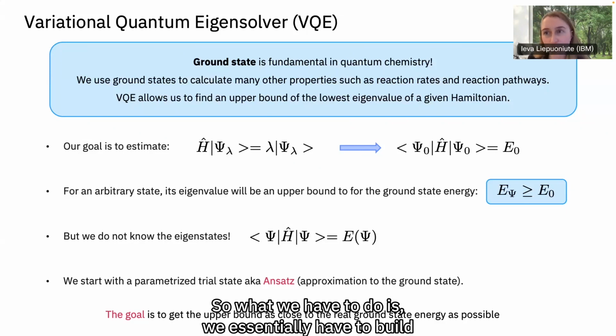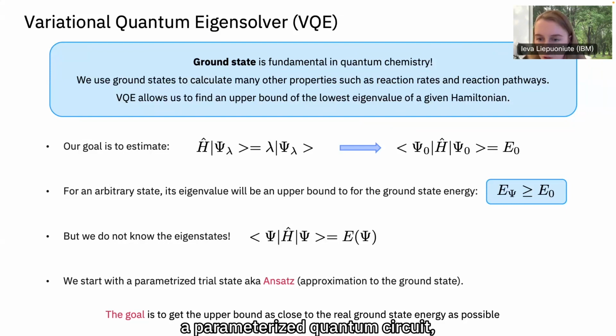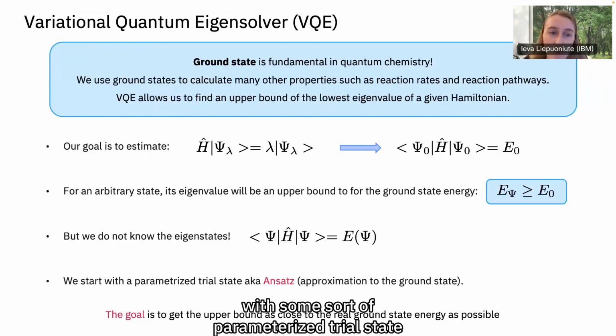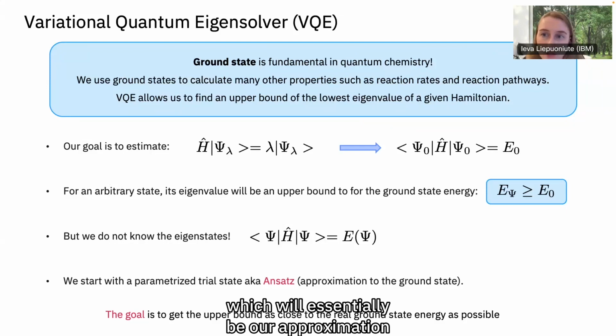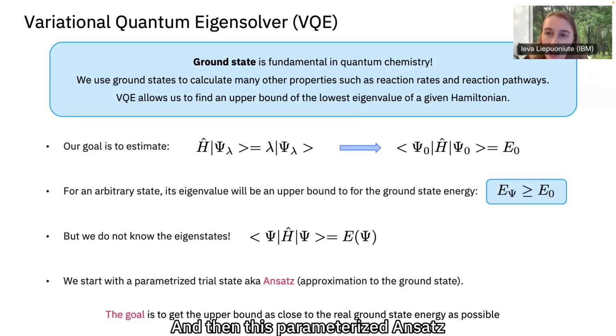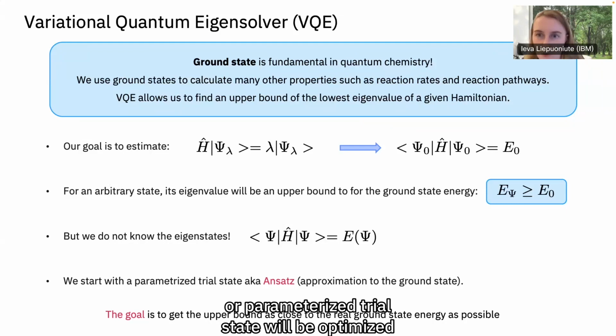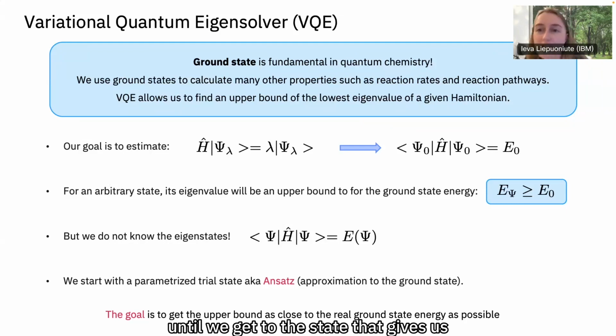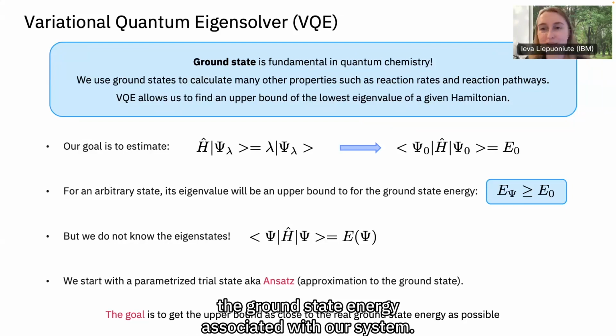So what we have to do is build a parametrized quantum circuit, and we have to start with some sort of parametrized trial state, also known as Ansatz, which will essentially be our approximation to the ground state energy. And then this parametrized Ansatz or parametrized trial state will be optimized until we get to the state that gives us the ground state energy associated with our system.